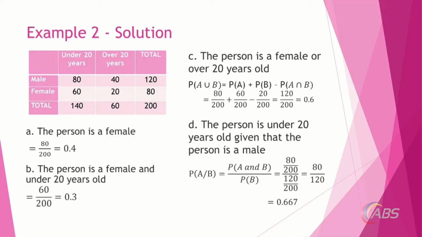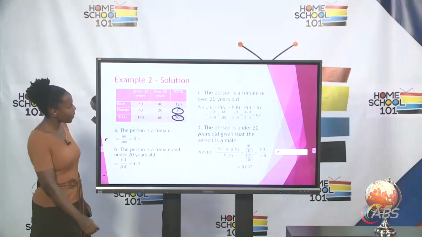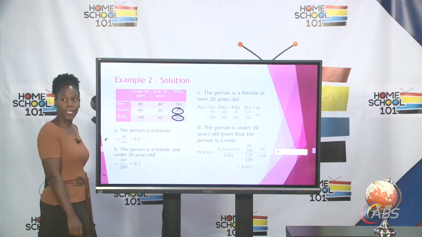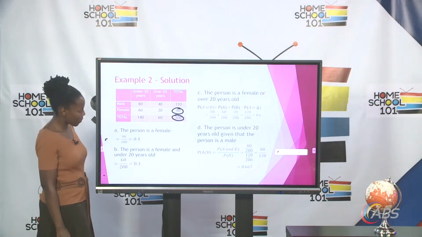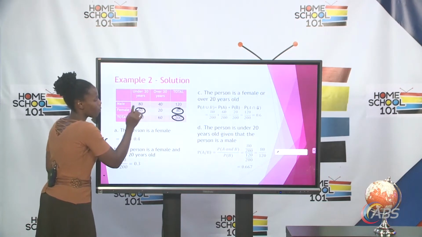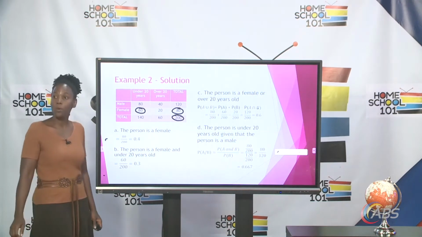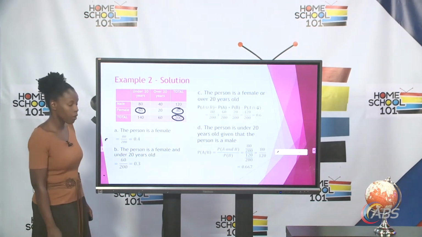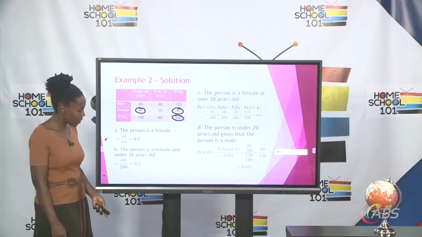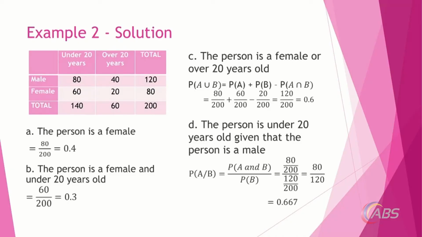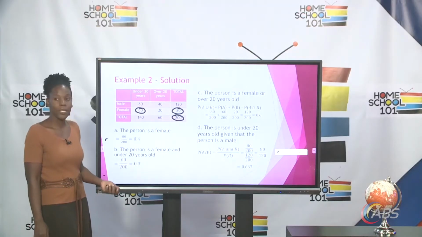The second question then states the person is a female and under 20 years old. So again, we look at the category for under 20 years, and under 20 years, we would see that the female under 20 would be 60. Hence, it is 60 divided by the total, which is 200, which gives me a probability of 0.3, or 30%. There is a 30% chance that the female is under 20 years old.